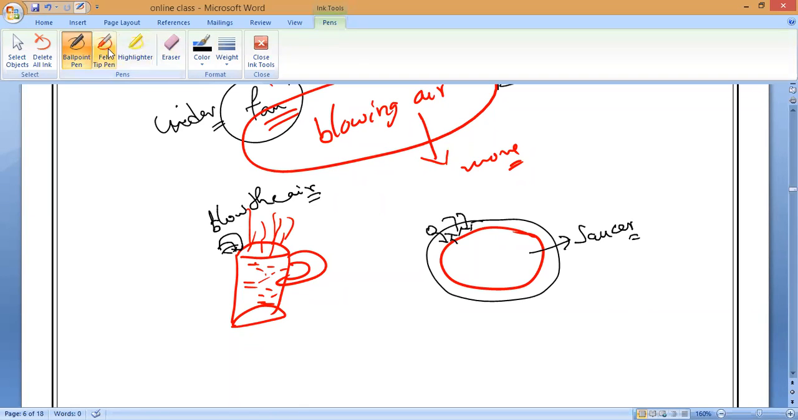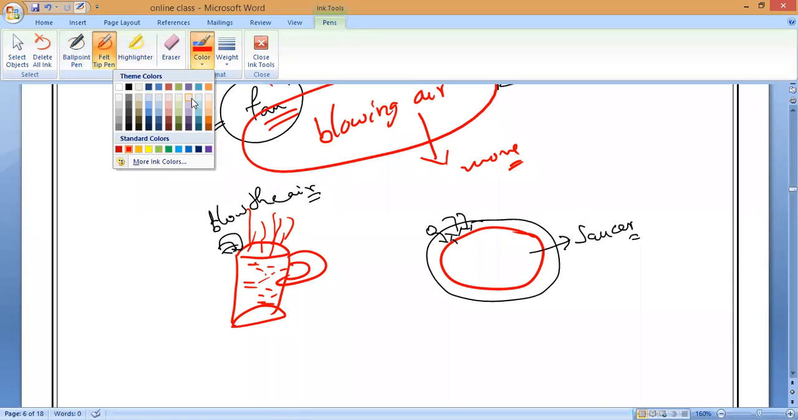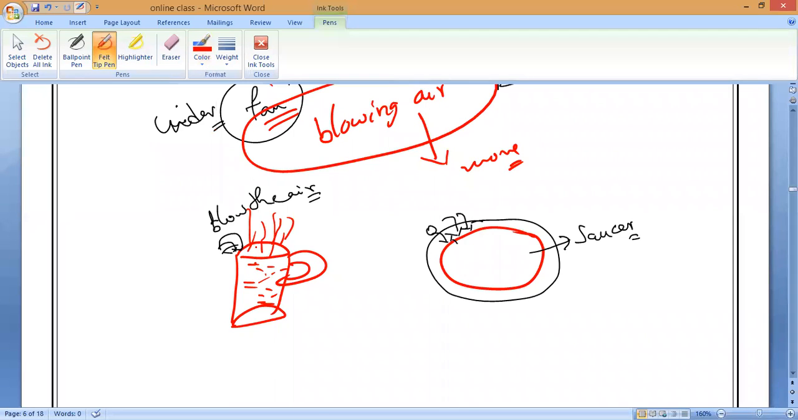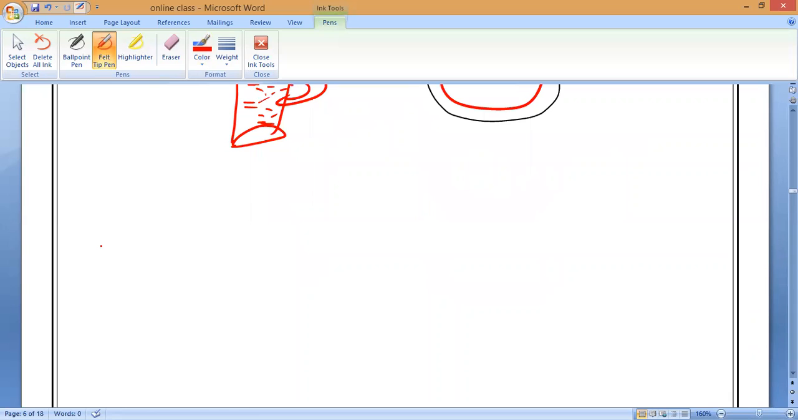Now you tell me, in which one will the temperature come down much faster? Saucer. Because in the cup, when Danishka is drinking, he is trying to blow the air, but the area of contact is very less. If we are blowing more air, what is happening? More air will come and contact the surface of the liquid, so the temperature will exchange faster, so the rate of evaporation increases or decreases? Rate of evaporation will increase.